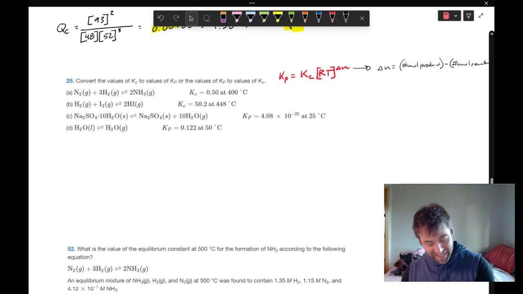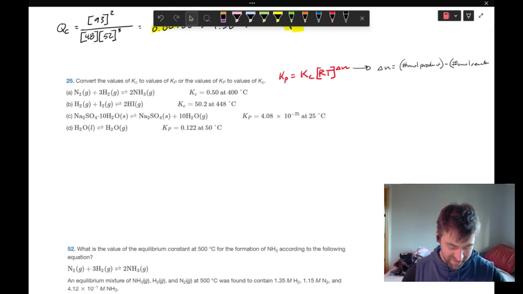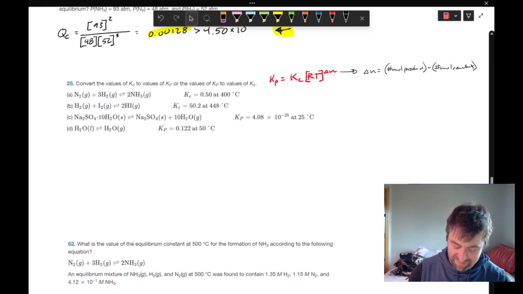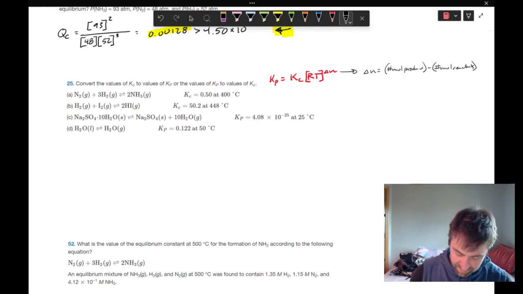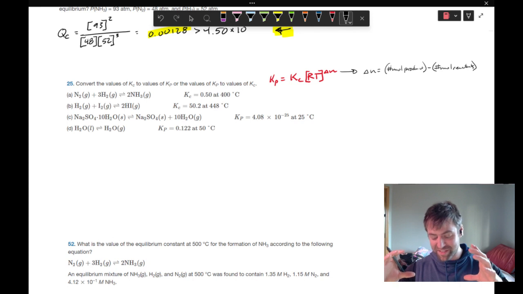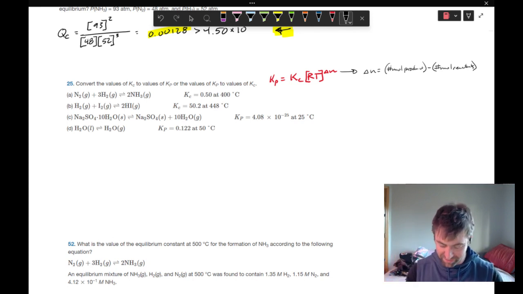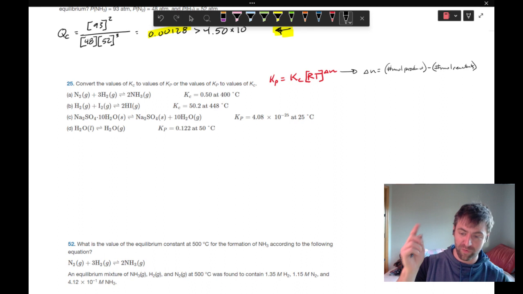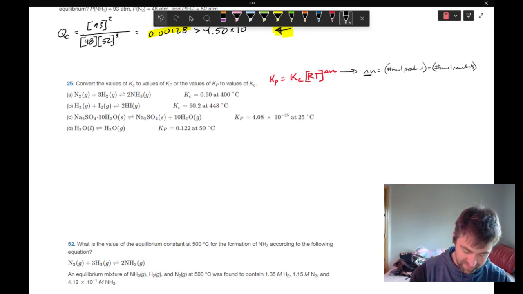Convert the values of KC, so concentration, to values of KP, pressure equilibrium coefficients, or the values of KP to the values of KC. And I have already written the equation that you need to solve these here. KP equals KC times the quantity R, some gas constant, times the temperature. This will be in Kelvin. Be careful of your units. All raised to the power of whatever the change in the number of moles is.